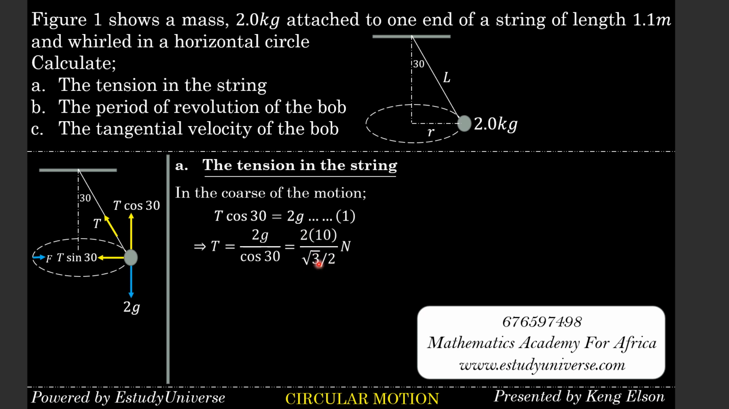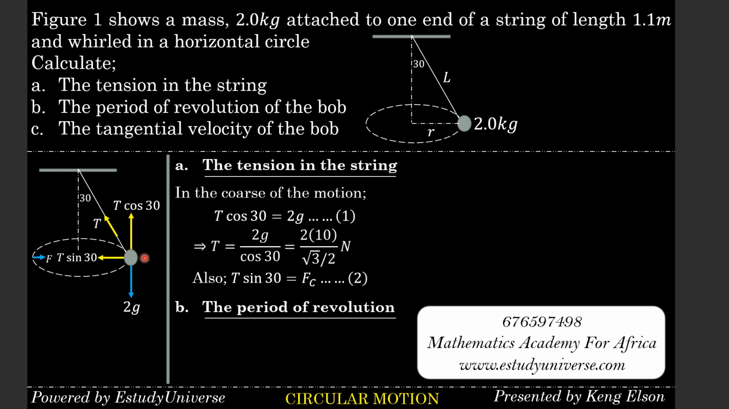Alright, so when you simplify this with 2 times 9.8 divided by root 3 on 2, you get the value of the tension. Now we also have that for this mass to continue moving in this circular path, the horizontal component of the tension must be equal to the centripetal force, because the centripetal force is a force that keeps the mass moving in the circular path.